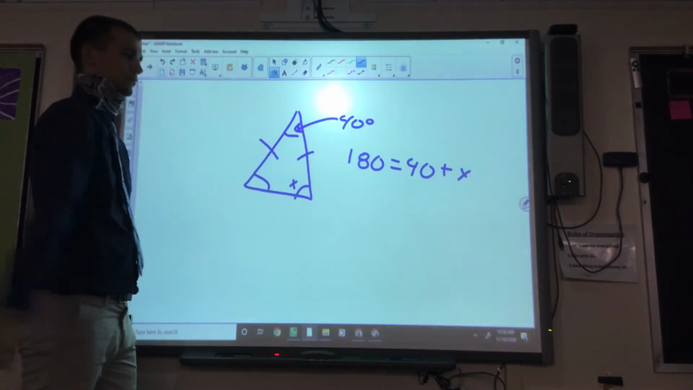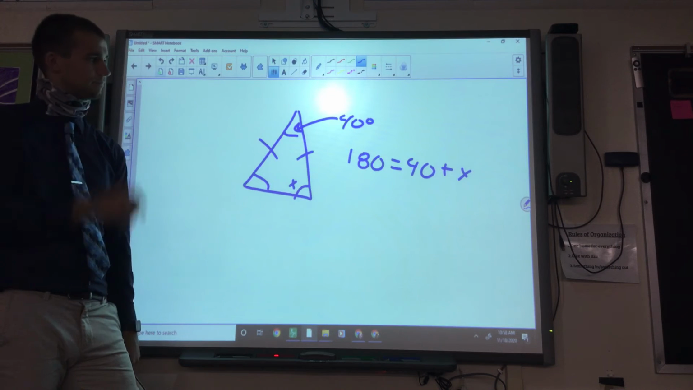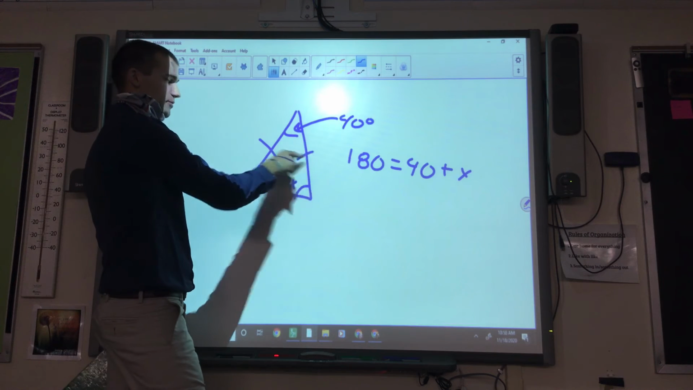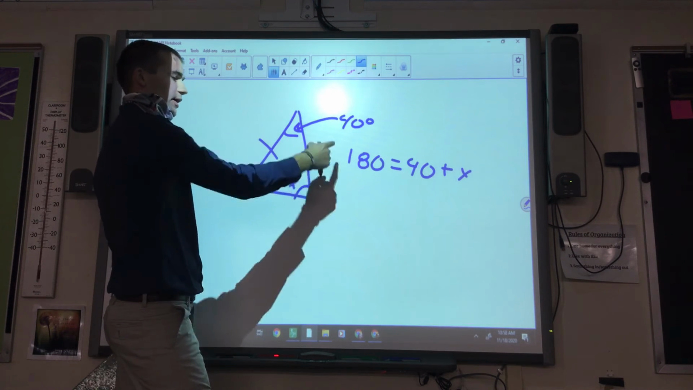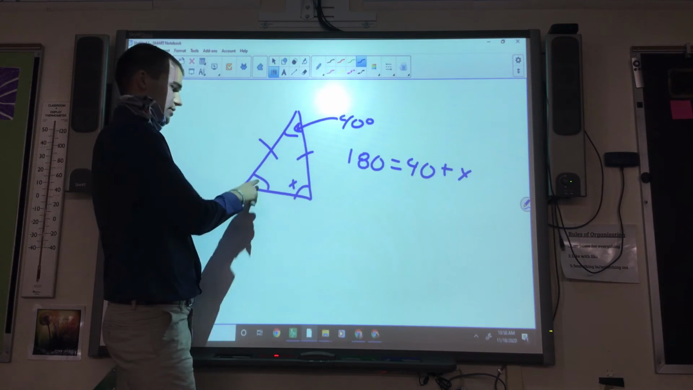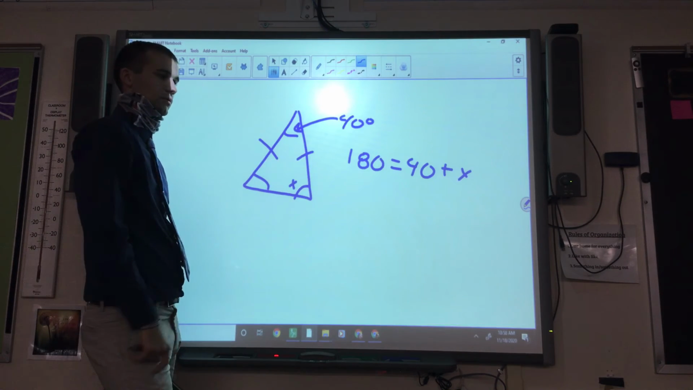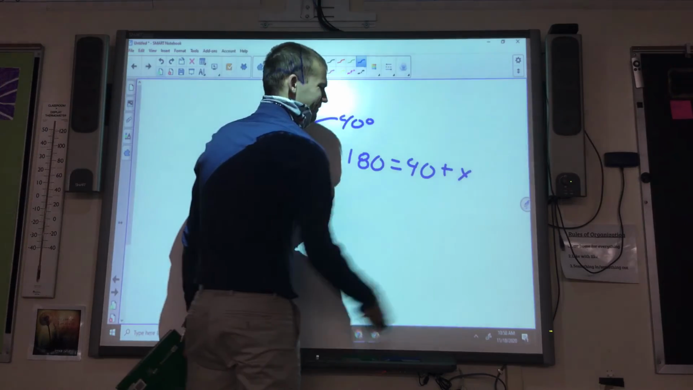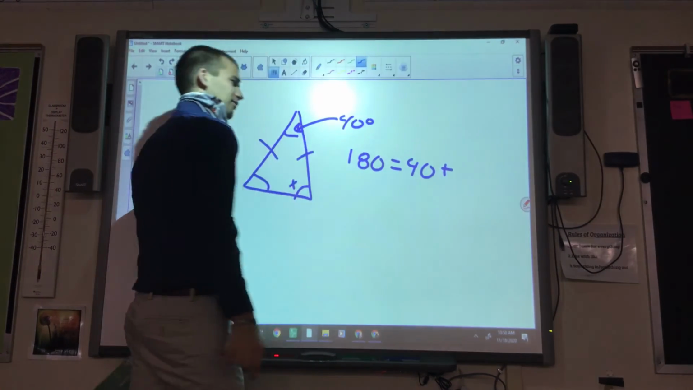There's two angles though. What's this angle? It doesn't say. Well, if we know these sides are equal, then what are the angles across from them? Yeah, but what's this one then? It's the same as that. Okay, so what do we put down for our equation? X2, like X and then 2.